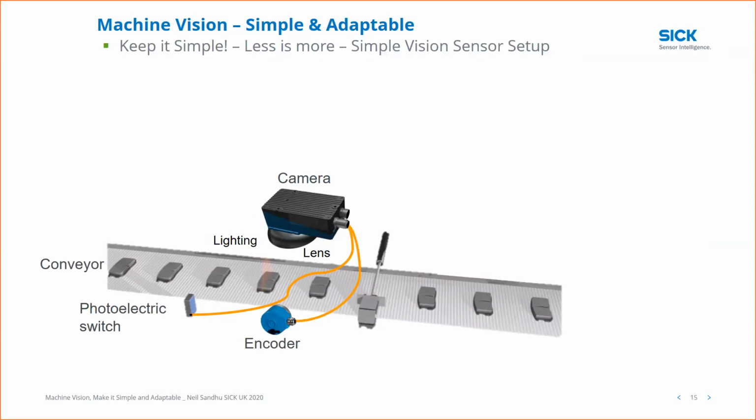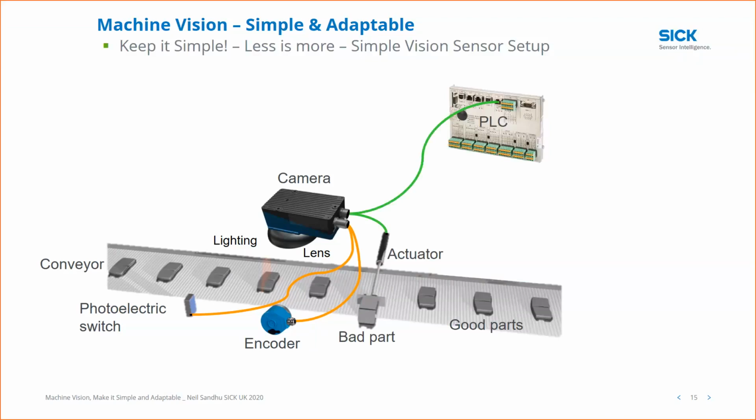Then in terms of coping with taking the picture at the right time, or even sending an output to the reject arm at the right time, the encoder input is very easy to use to make sure that is repeatable, no matter what the speed of the belt is. And then if we're going to be sending out data, again, direct connection from this vision sensor straight to a PLC. So any data or images that are needed can be sent accordingly.